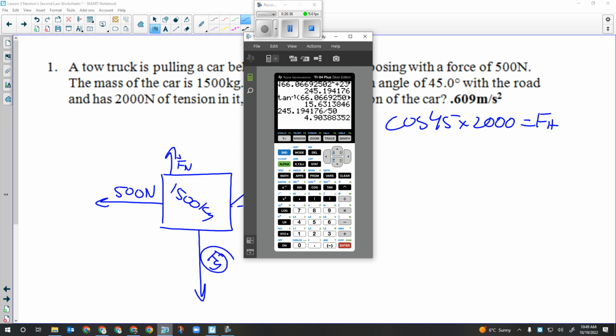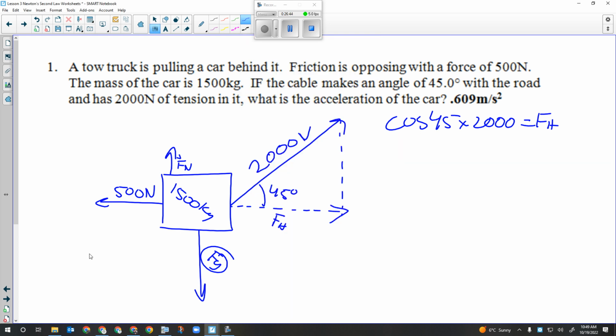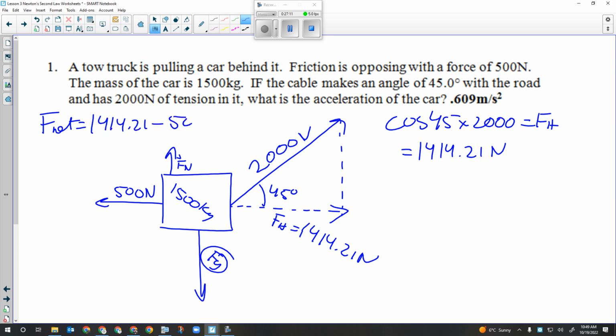So cos of 45 times 2,000 is 1,414.21 newtons. So I've got 1,414.21 newtons forwards. I've got 500 backwards. What do I do? Find the net force, right? Vector sum of all forces. All right, F net, 1,414.21 minus 500 will give me my net force.